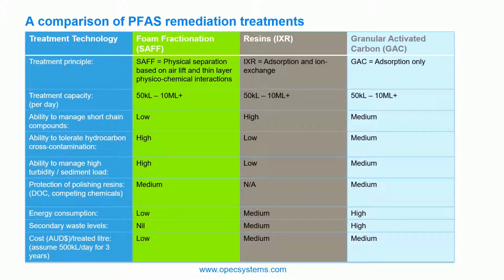Of course they are, yeah. So both GAC and resins can be scaled up to size. That's great. That means they can all work contiguously to achieve a good outcome.